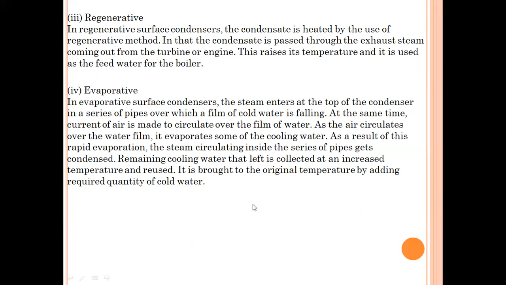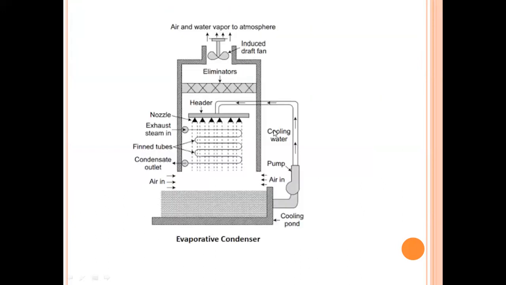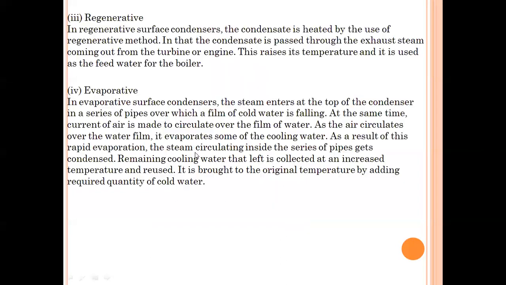In the evaporative surface condenser, the steam enters at the top in a series of pipes over which a film of cold water is pouring. See, the cooling water comes from the top of the pipe, and through a nozzle, water is sprayed on these tubes. As the air circulates over the water film, it evaporates some of the cooling water.